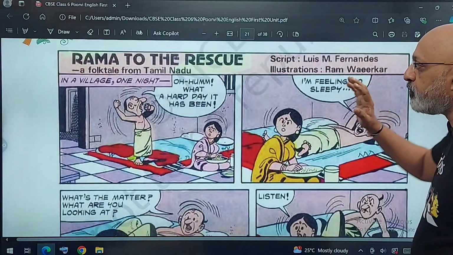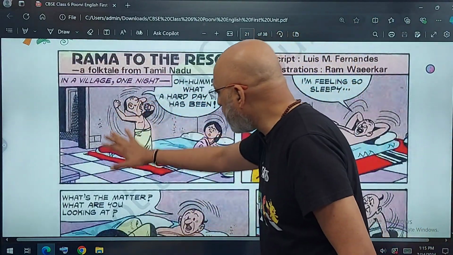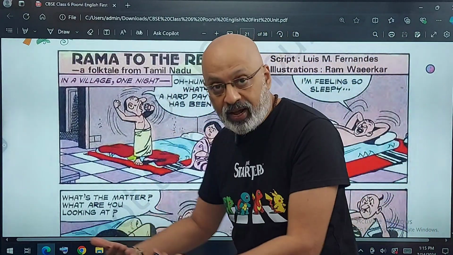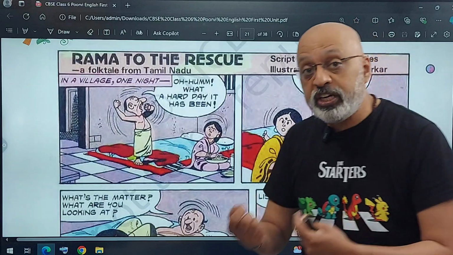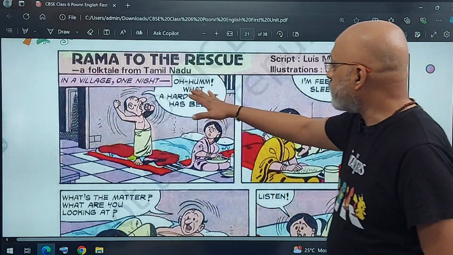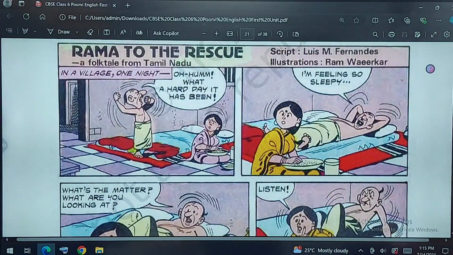So this is in the form of illustration. This is a folk tale from Tamil Nadu, which is why you see the people dressed in the traditional Tamil attire of what we call a veshti or a dhoti. Lungi nahi, dhoti. Okay. He says, oh, what a hard day it has been. I have worked very hard. I am very tired. So that's what the husband says. I am feeling so sleepy, he tells the wife.